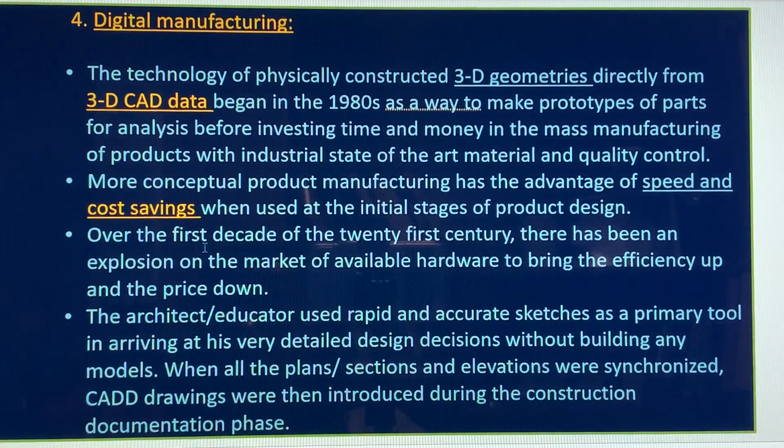Over the first decade of the 21st century, there was an explosion on the market of available hardware to bring the efficiency up and the price down. In the 21st century, many markets exploded, and after that they brought the cost down for digital manufacturing.